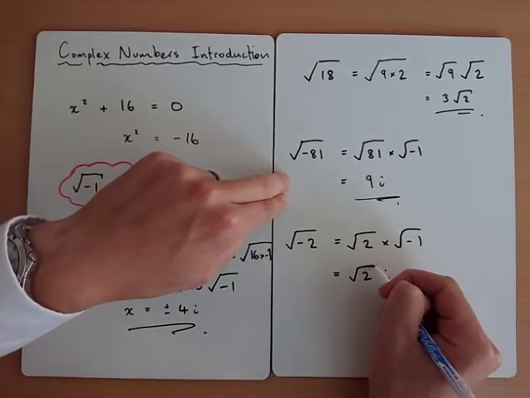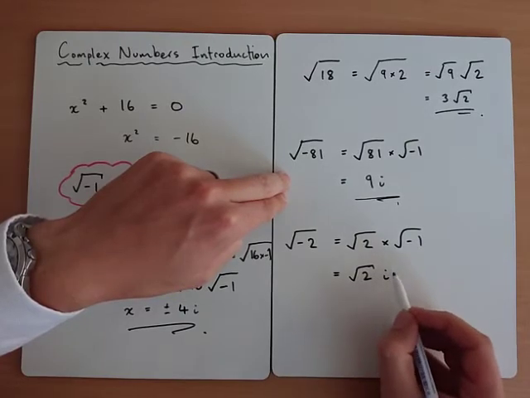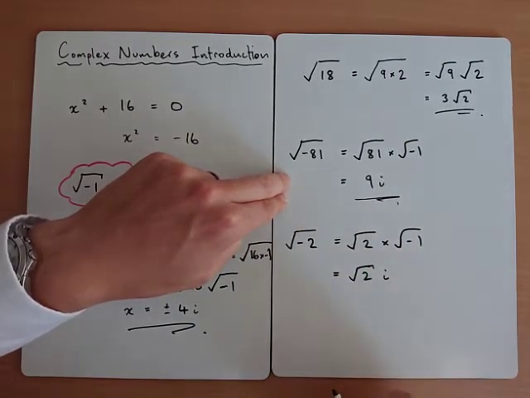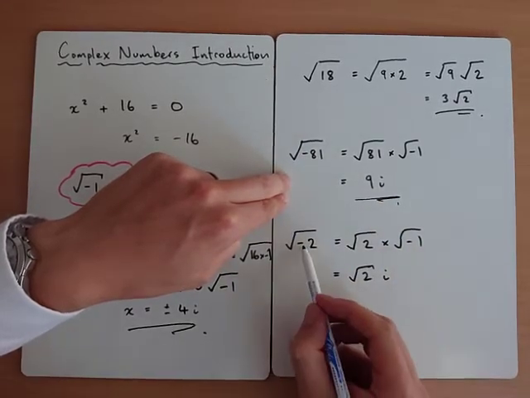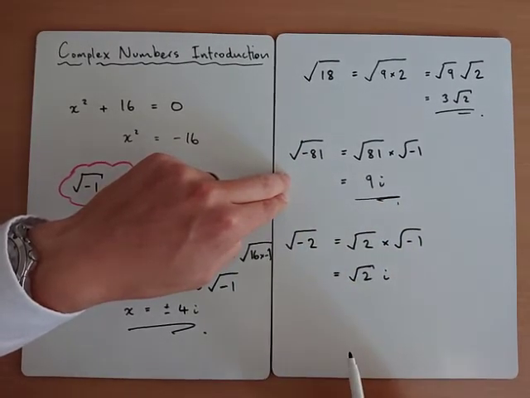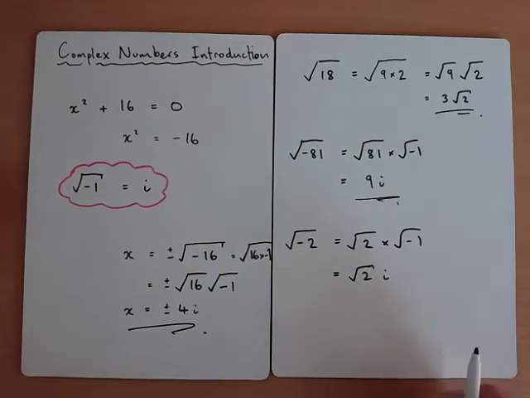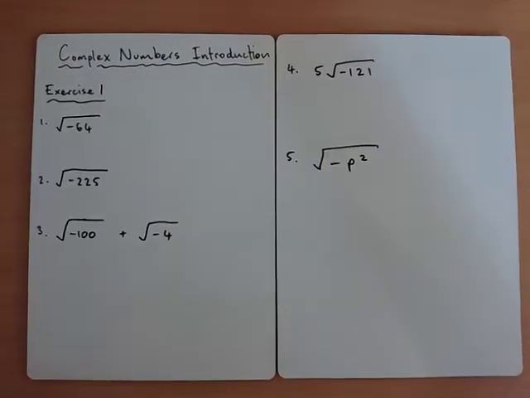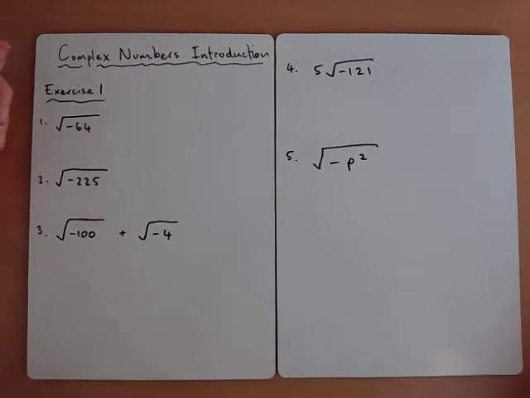Now notice, be careful how you write that. That I is not inside this square root. Make sure you clearly have that outside. Okay? So the square root of minus 2 is root 2i. Let's try a couple more from exercise 1. Okay, so possibly pause the video and have a go at these. If you're not sure, obviously just watch and I'll go through them.